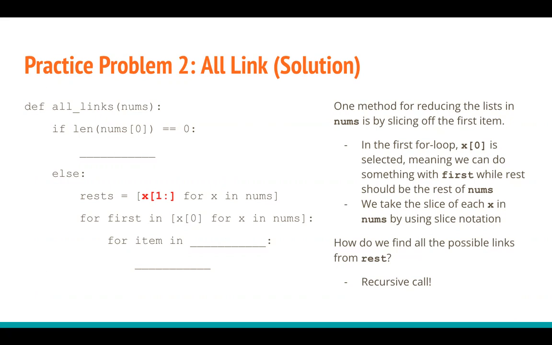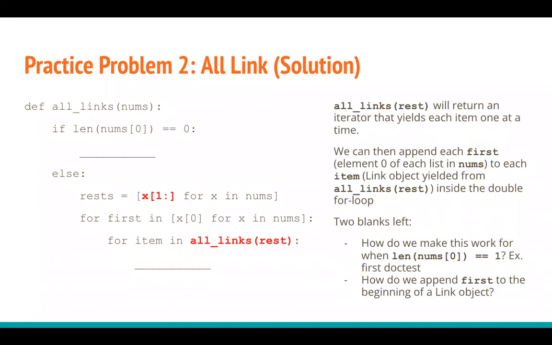So let's think about how we can use that recursive call now that we have our list comprehension set up and also our first and rest set up. All links rest is going to return an iterator that yields each item one at a time. We can then append each first, which is again element 0 of each list in nums, to each item, which is the link object yielded from all links of rest inside the double for loop.